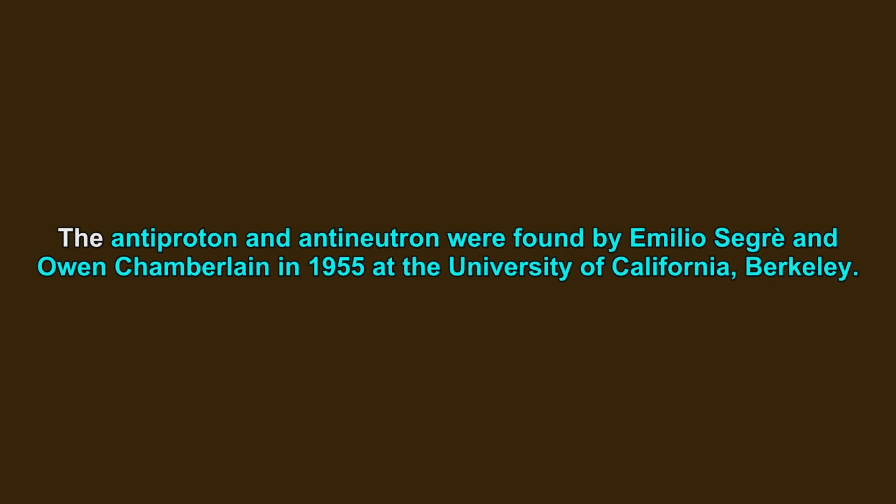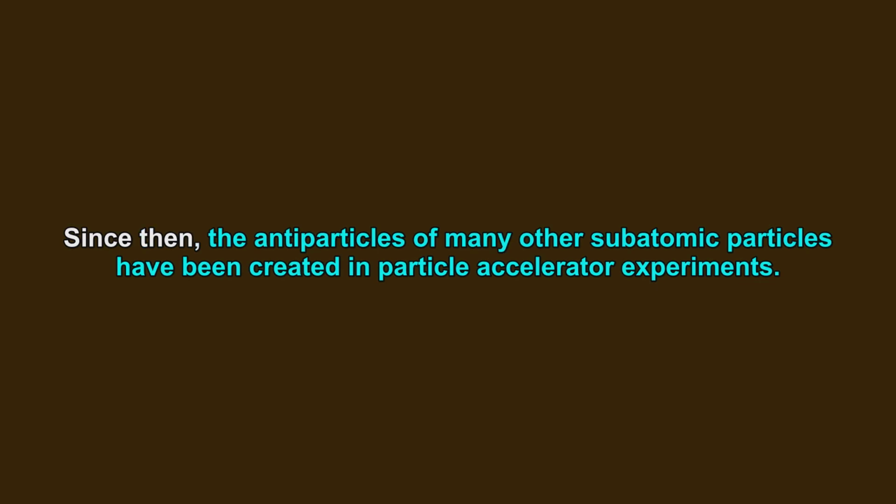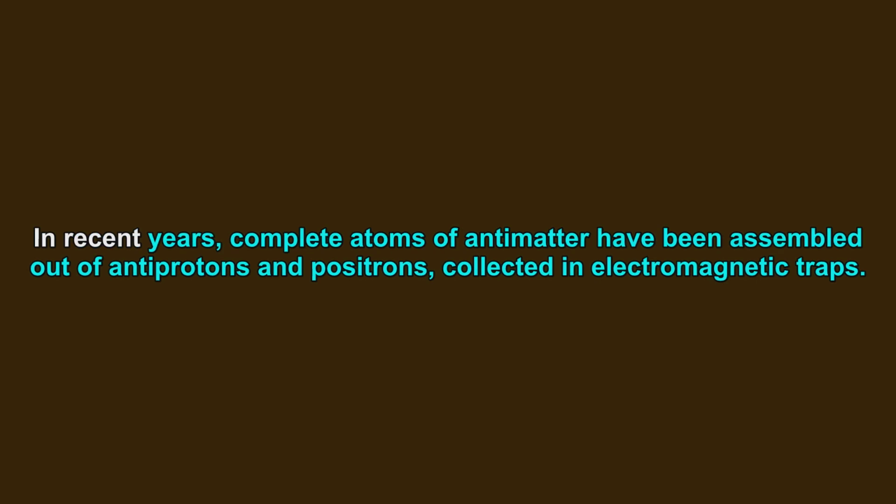The antiproton and antineutron were found by Emilio Segre and Owen Chamberlain in 1955 at the University of California, Berkeley. Since then, the antiparticles of many other subatomic particles have been created in particle accelerator experiments. In recent years, complete atoms of antimatter have been assembled out of antiprotons and positrons, collected in electromagnetic traps.